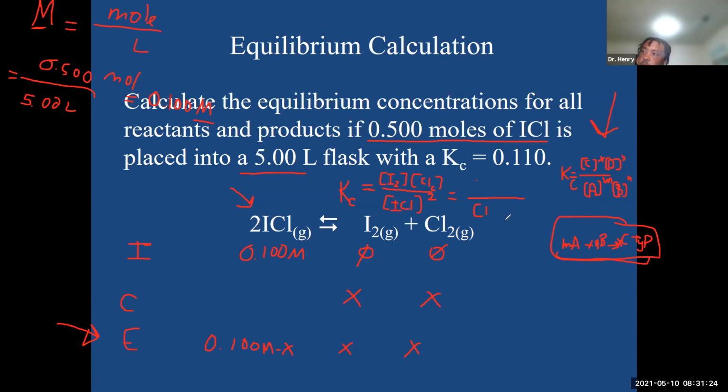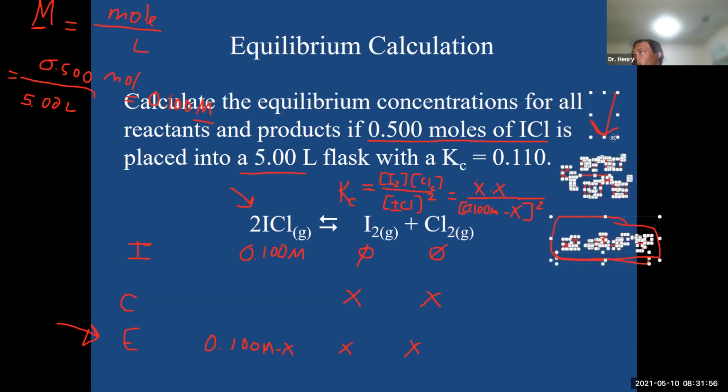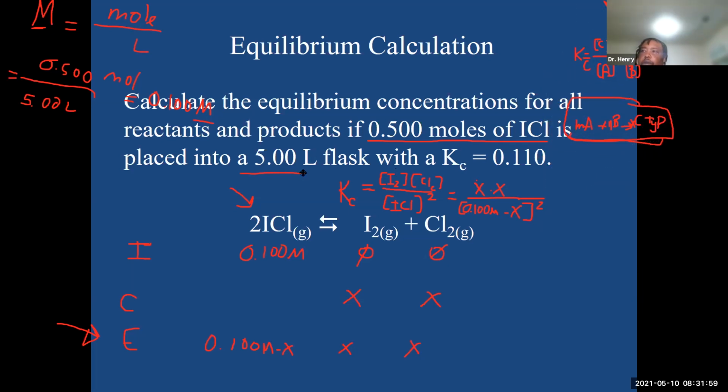So we plug in our values for equilibrium: 1.00 molar minus x, and that's going to be squared. And then we have x times x at the top. Okay, you guys see that? Yeah.